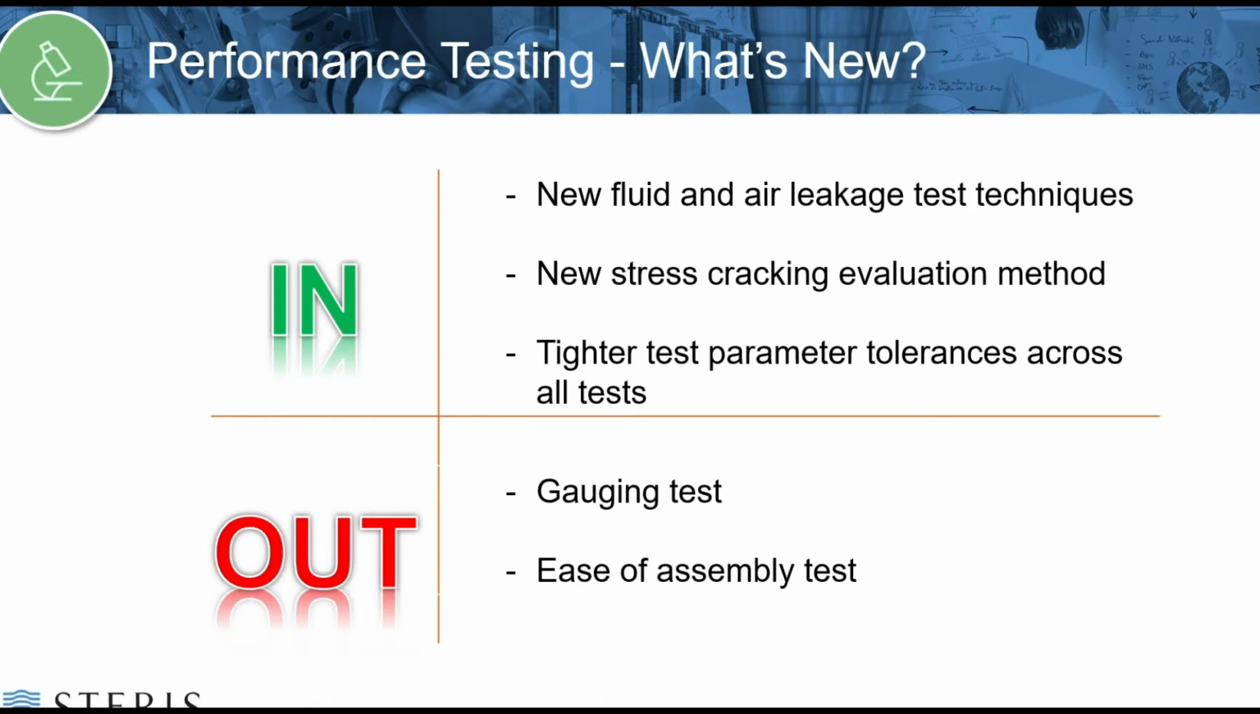So the key differences between 594 and 80369 Part 7 lie in the dimensional verification requirements and material compliance requirements, which are now required for 80369. Both standards contain a sequence of performance tests which are similar, however, they are not interchangeable. So with the release of 80369 Part 7 a couple of years ago, a new fluid and air leakage test technique was brought forward. Additionally, the method for evaluating the stress cracking test, which again I'll speak about in a little while, was updated, and tighter test parameters were dictated across all performance tests.